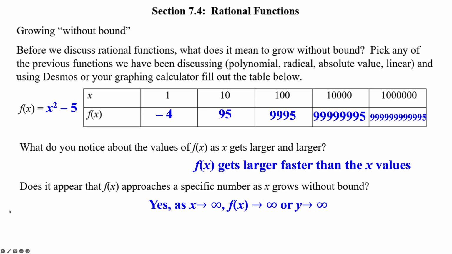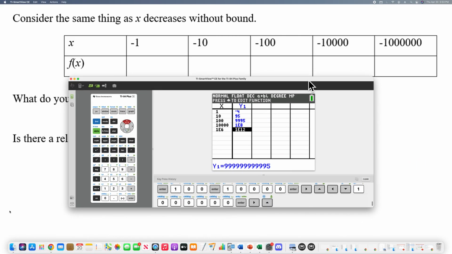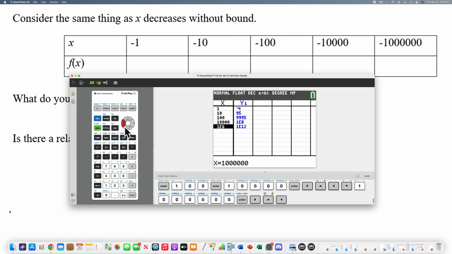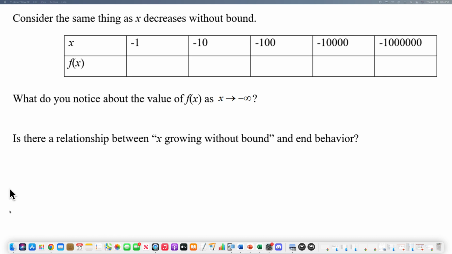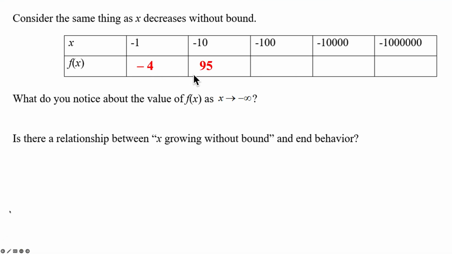And then you can use your calculator again for the negative numbers. So if we look at our table and we start putting in negative numbers, negative 1, negative 10, negative 100, it appears that we're still getting the same numbers. And of course, we'll fill those in our text box here: the negative 4, the 95, the 9,995, and it's the same numbers that we had before because we are squaring the x, so we're turning them back into positives.